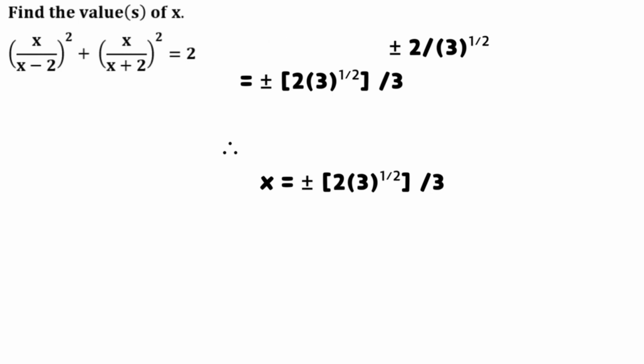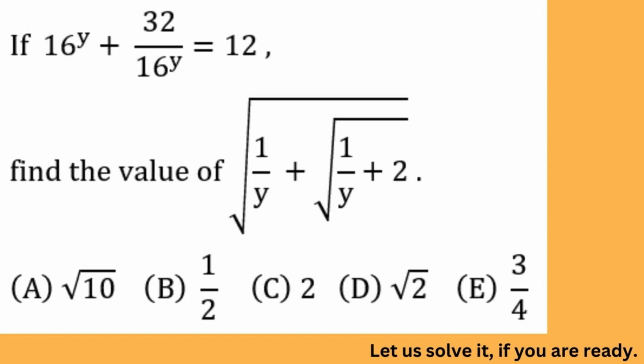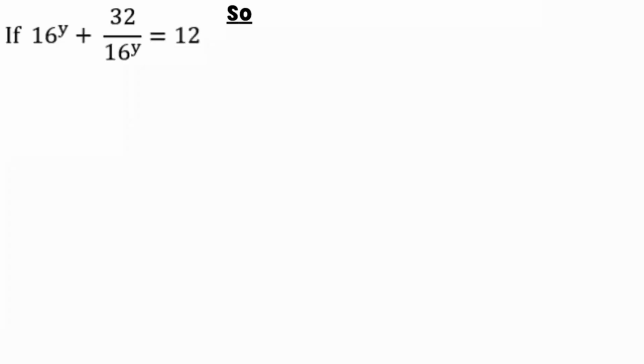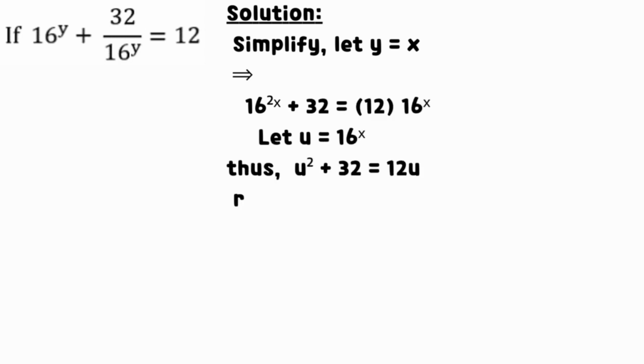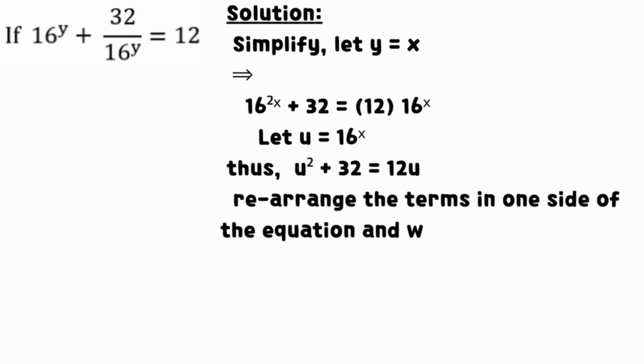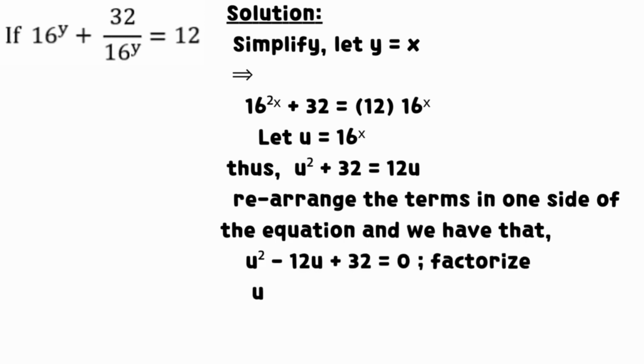What is the value of the given expression? Simplify. Assigned y to be equals to x. This implies that the sum of 16 to the power of 2 times x and 32 equals the product of 12 and 16 to the power of x.